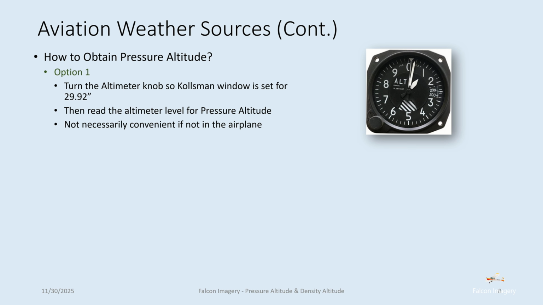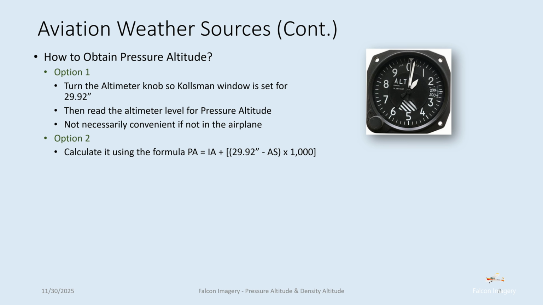So how do we obtain pressure altitude? Well, again, the easiest way, if you're at your airplane, is to turn the altimeter knob so the Kollsman window reads 29.92 inches of mercury, and then just read the elevation that's showing on the altimeter. It's not necessarily convenient, but it is a way to get your pressure altitude very quickly.